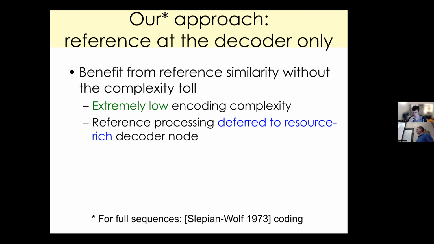Okay, so what we propose as our approach, in between the two current approaches, is to put the reference only at the decoder side. And then we save the complexity of the encoder doing alignment on the sequence, but we do benefit from the similarity. And we didn't invent that approach. If you look at full sequences and not reads, that's a very well-known scheme in information theory, the Slepian-Wolf coding. And what we do in this work is extend this to read compression.